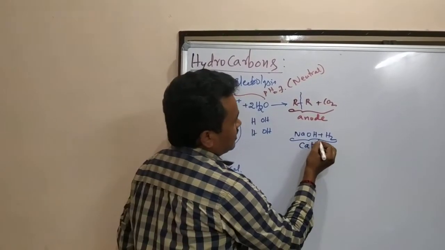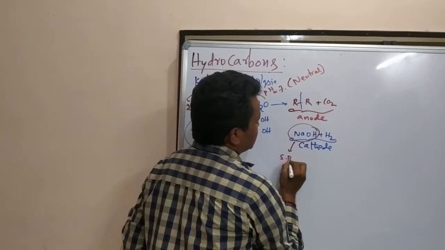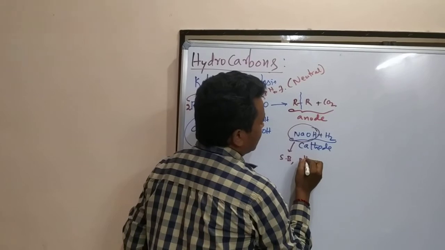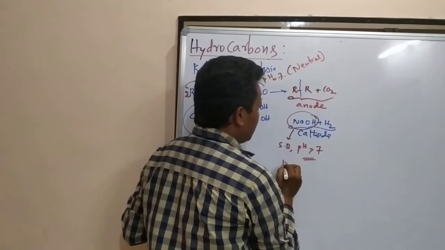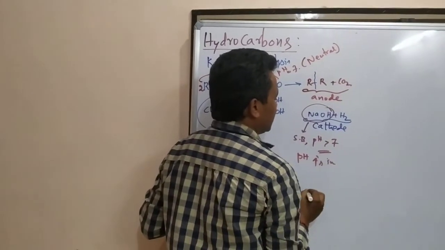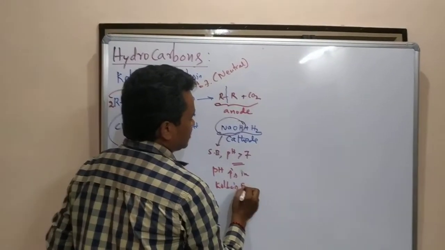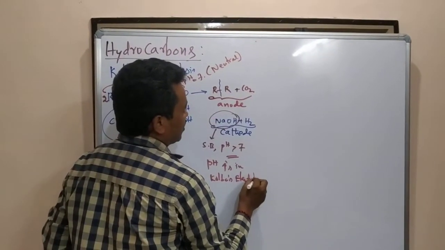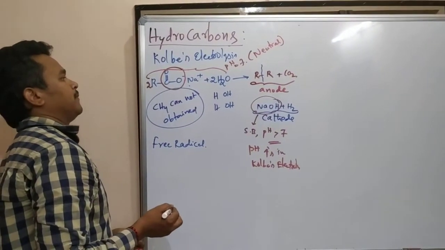Here what happened? A strong base is forming. Strong base, pH will be what? More than 7, pH increases. In which process does pH increase? In Kolbe's electrolysis, pH is going to increase. That one we can observe here.